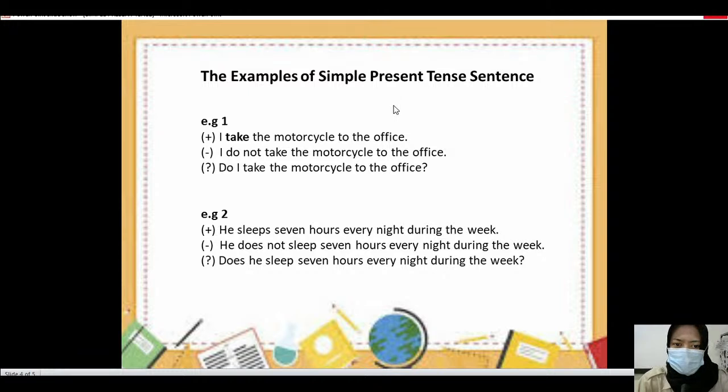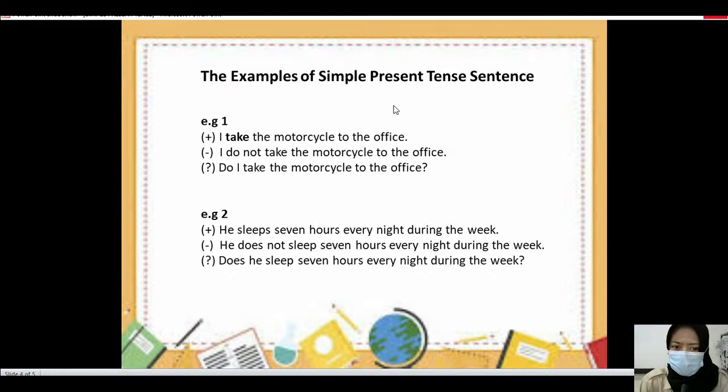I will get to the examples. You can make a look at page 4 for examples of simple present tense, example 1 and example 2. In example 1 the subject is I, and in example 2 it is he or she or the name of a person. I take the motorcycle to the office. I don't take the motorcycle to the office. Do I take the motorcycle to the office? It is positive, negative, and interrogative, each different.